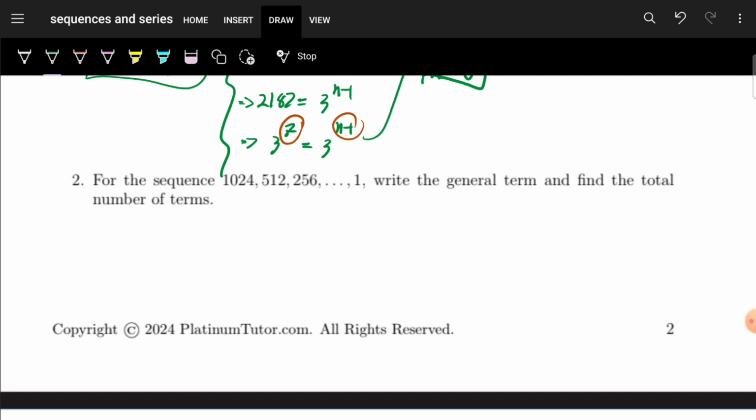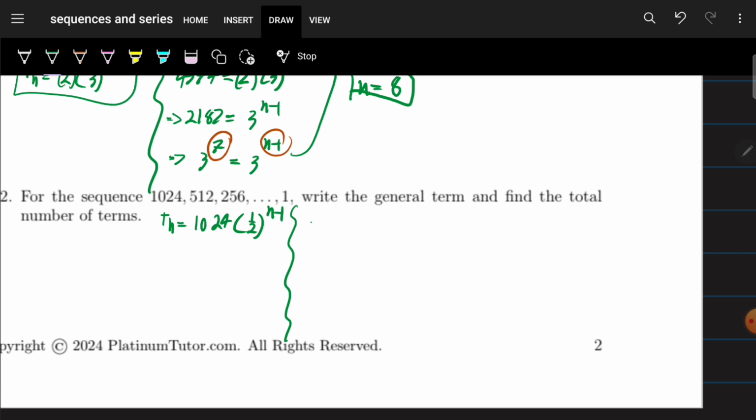I'll go through it a little bit faster. What's the general term expression? General term expression is Tn is 1024. What's the common ratio? It seems like the terms are getting divided by 2 or multiplied by 1/2, and then we have n minus 1. Okay, we need to figure out which term number 1 is, because if we do that, we can figure out how many terms there are.